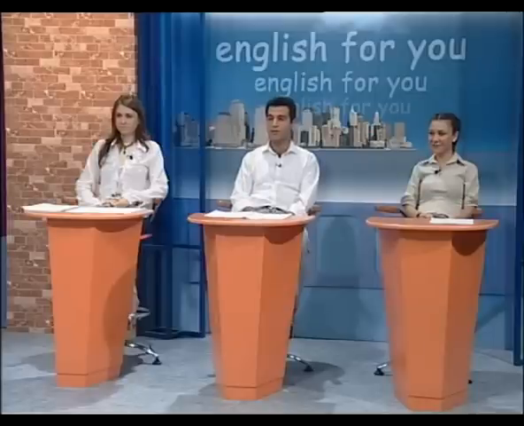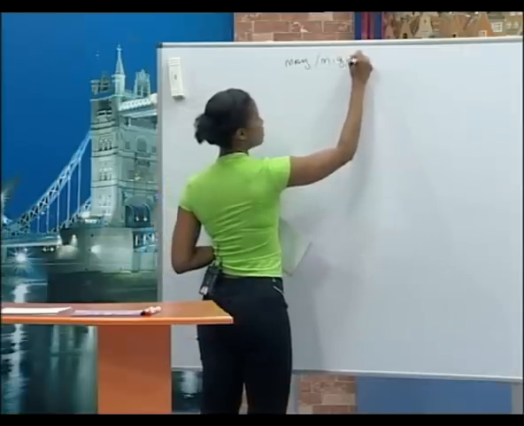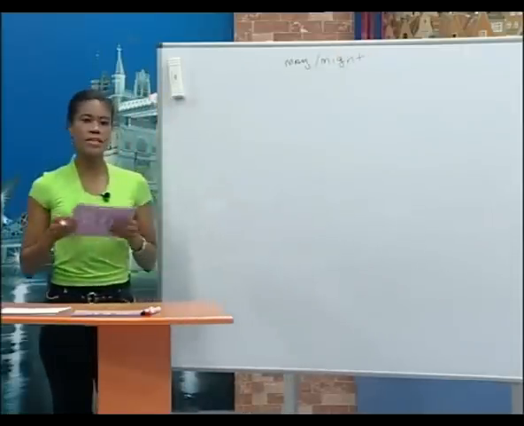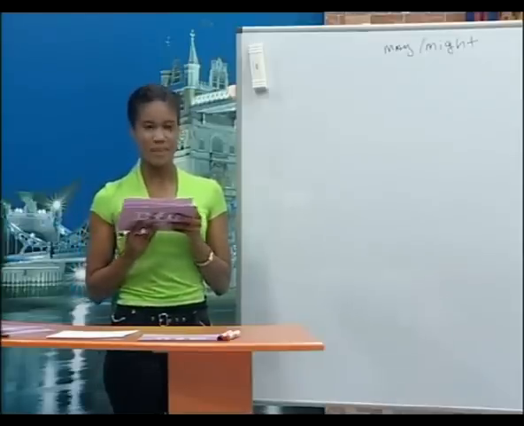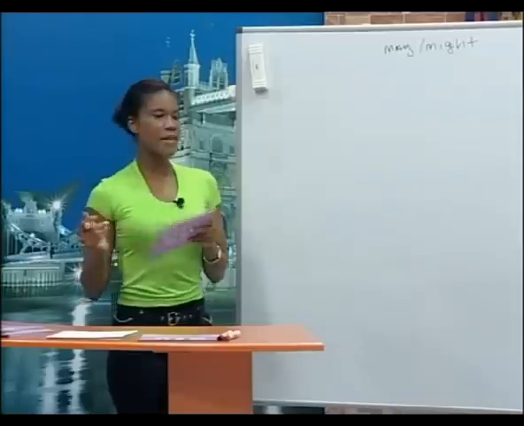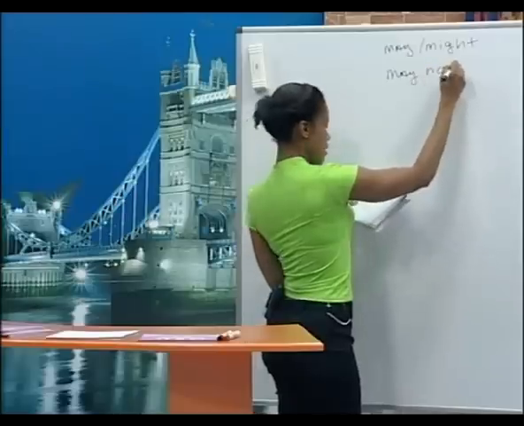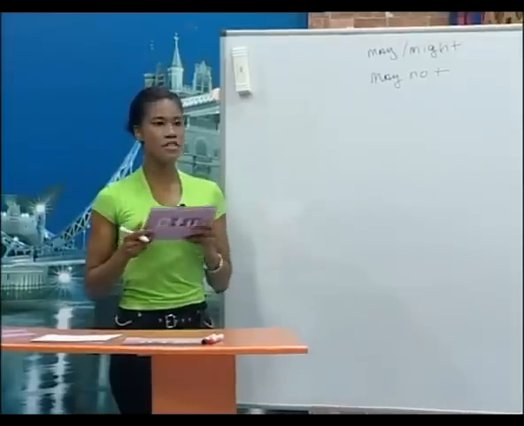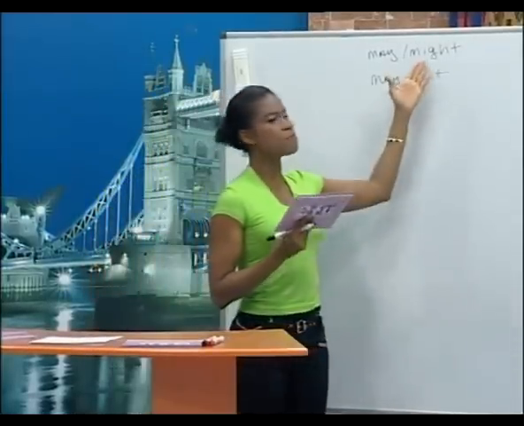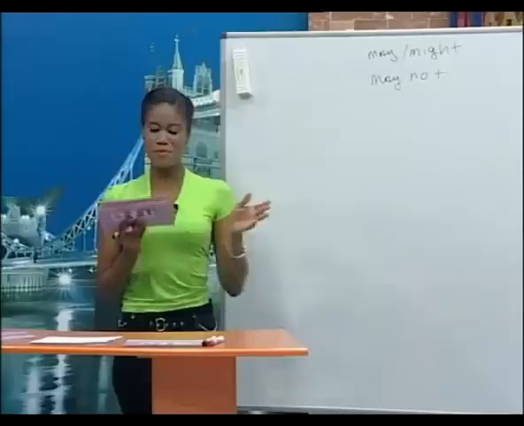Okay, next is may, might. Remember, possibility. Okay, Linda, you give us two sentences using may. Use an actress as your subject. And Sylvia, you give us two sentences using may not. And use a singer as your subject. And Alberto, you give us two sentences using might. And use a director as your subject. Okay, this should be fun.